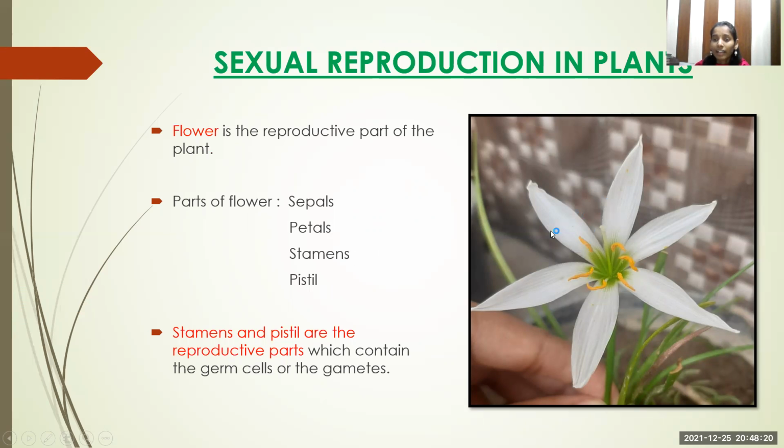Now see this picture. This is the rain lily flower. This I have clicked from my terrace garden. In this flower, these white colored structures are the petals, and these are the stamens. And the central part, this one is the pistil. So the sepals and petals are not involved in reproduction. Therefore, these two are non-essential parts. And stamens and pistil are involved in reproduction. These two are essential parts. This point is very, very important that stamens and pistil are the reproductive parts which contain the germ cells or the gametes.